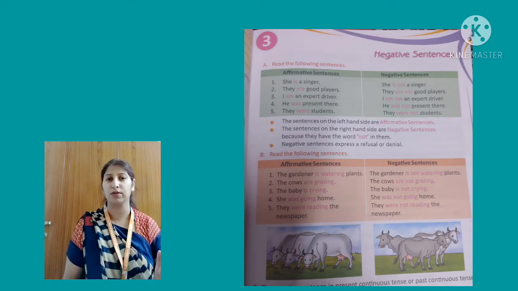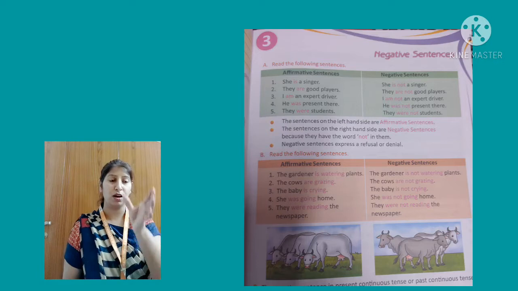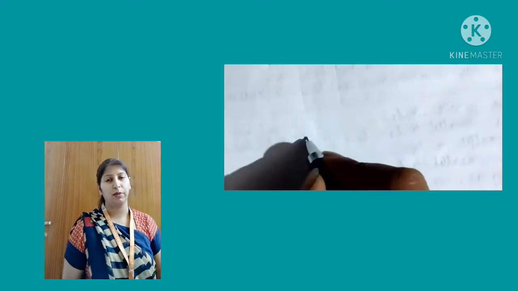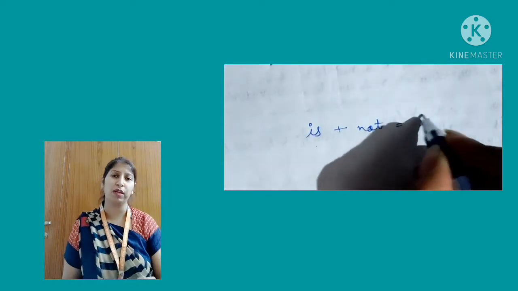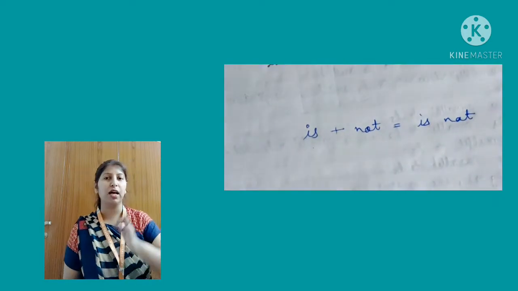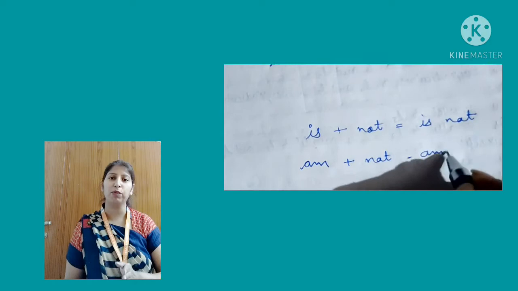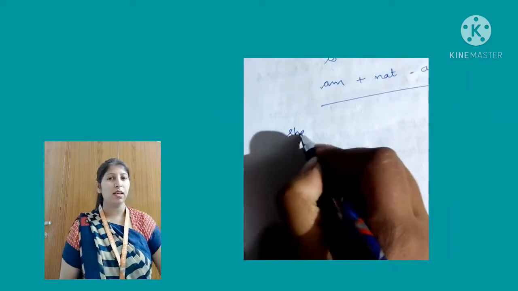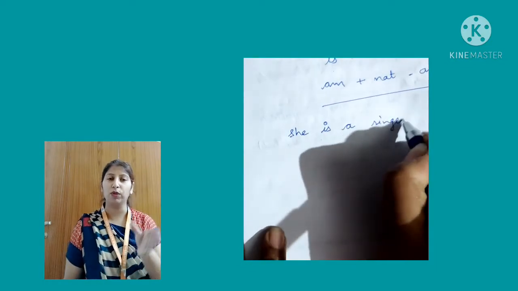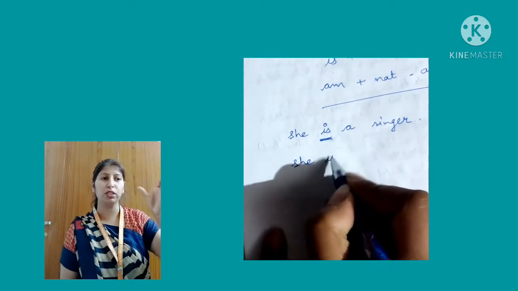All are helping verbs. So, when we have a helping verb in an affirmative sentence, how do we form the negative sentence with it? When we have helping verbs, it's very simple to form a negative sentence. What you do? After the helping verb, you have to add not. Like, she is a singer. What is the helping verb here? Is. So, after the helping verb, what you have to do? You have to put not.